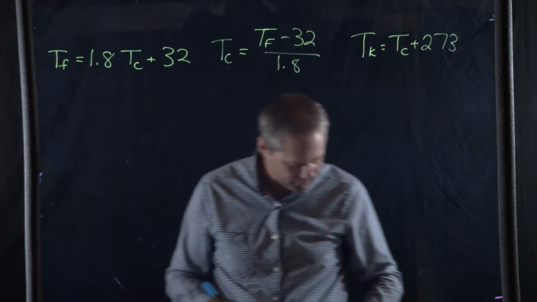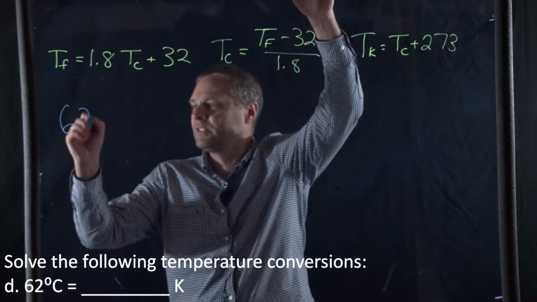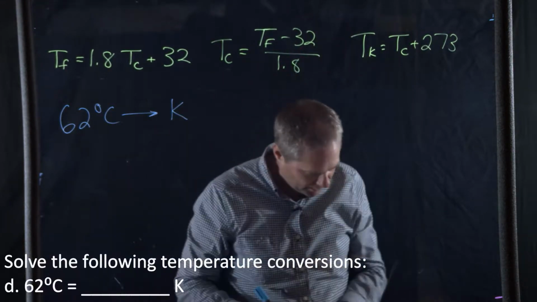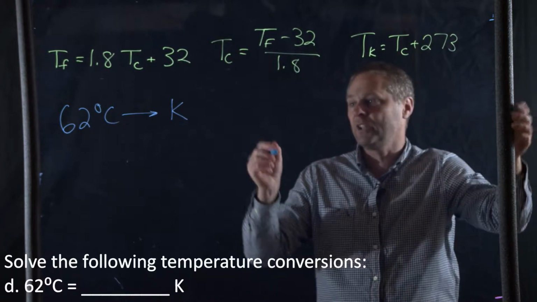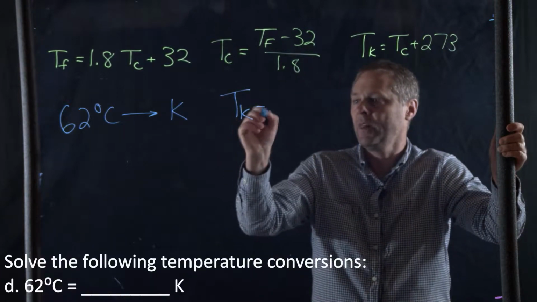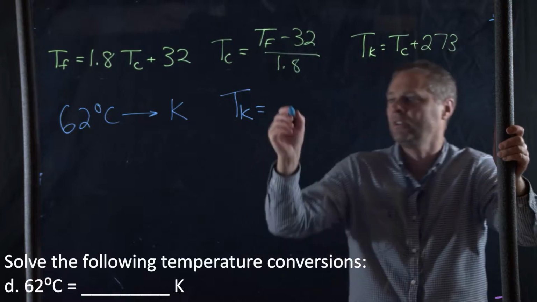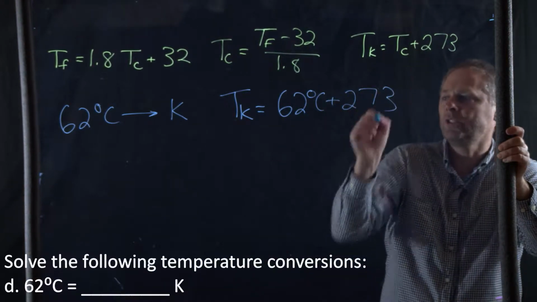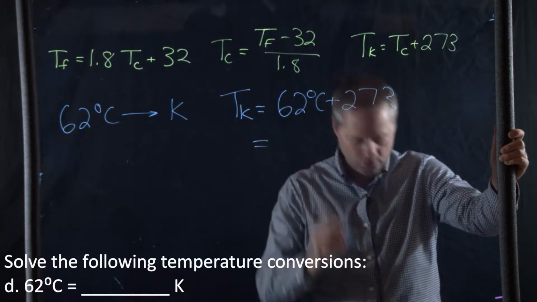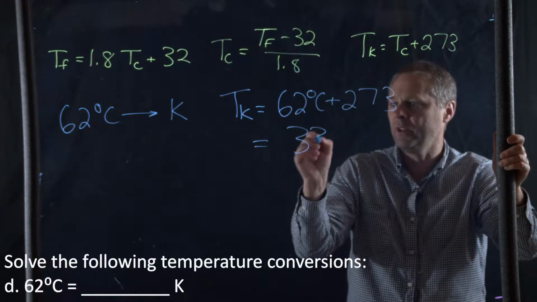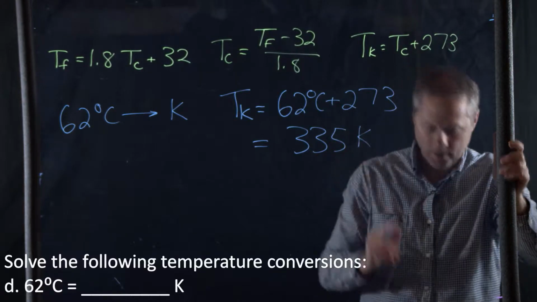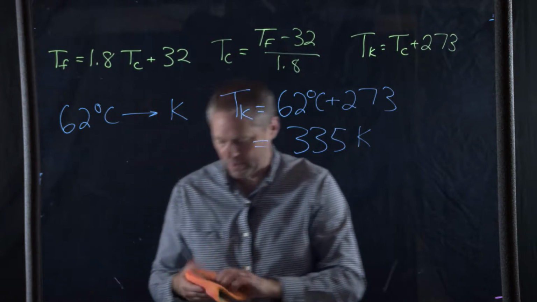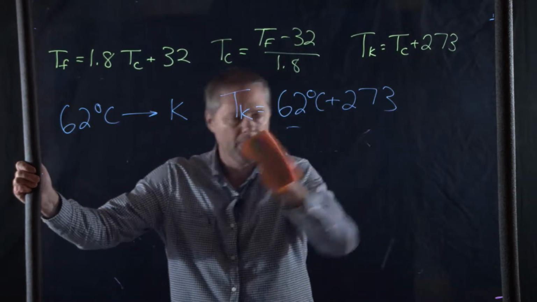All right. Part D is we're going to take 62 degrees Celsius, and we're going to convert that once again into Kelvin. We're going to use this equation here. So the temperature in Kelvin is going to be equal to the temperature in degrees Celsius, 62 degrees Celsius, plus 273. We add those two numbers up, we get 335 Kelvin.